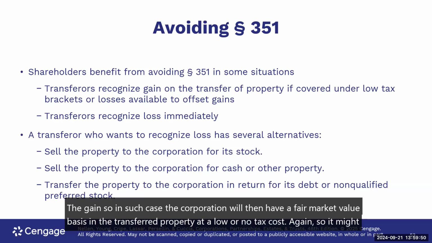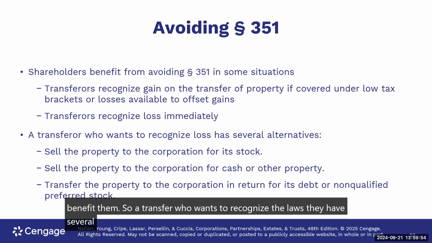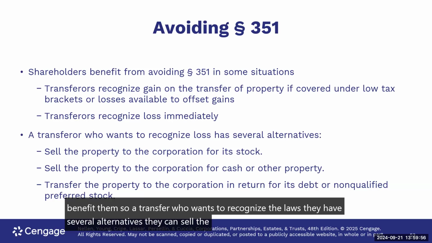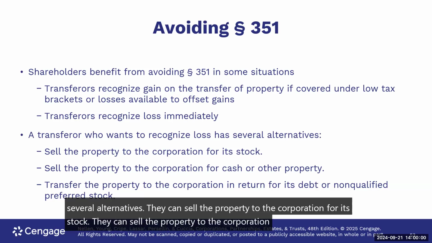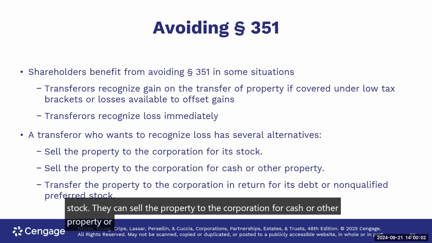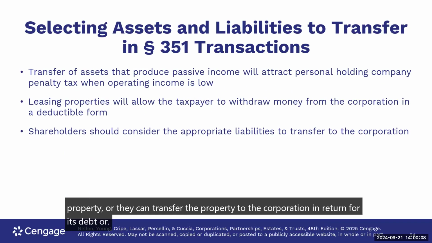A transferor who wants to recognize the loss has several alternatives. They can sell the property to the corporation for its stock. They can sell the property to the corporation for cash or other property, or they can transfer the property to the corporation in return for its debt or non-qualified stock.